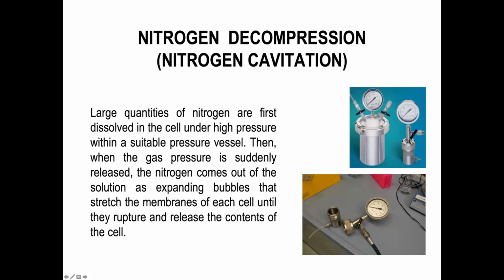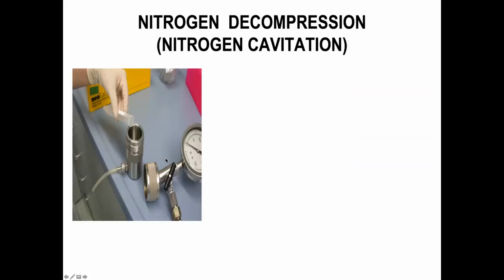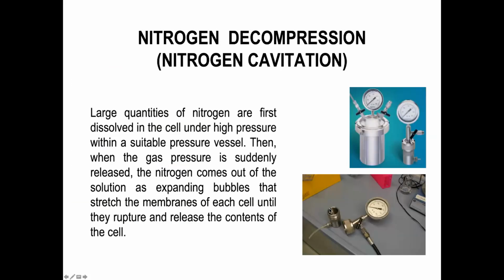So one way out of that is to use nitrogen decompression or nitrogen cavitation. And what is that? You have steel vessels that can be closed firmly, and which have an inlet valve and an outlet valve and a barometer for measuring the pressure. And in such a closed steel vessel, you can fill in your cell suspension. So this is a steel vessel here for about 150 milliliters.